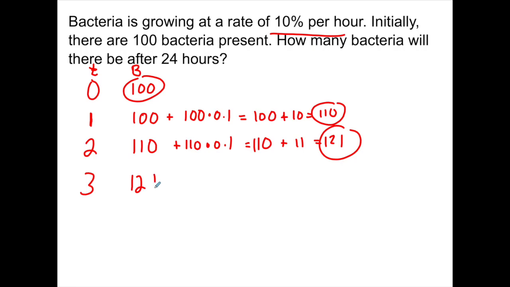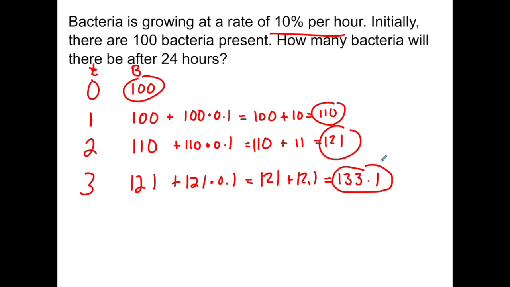So now I'm at 121, and I'm going to take that 121 and add to it an additional 10%. So I've got 121 plus 12.1, and that's equal to 133.1. So you can see again, now we started to go up by even a little bit more. And I can keep this process going, right? I could do 133.1 plus 133.1 times 0.1. All right, this is going to start to get pretty messy though. That's the problem.